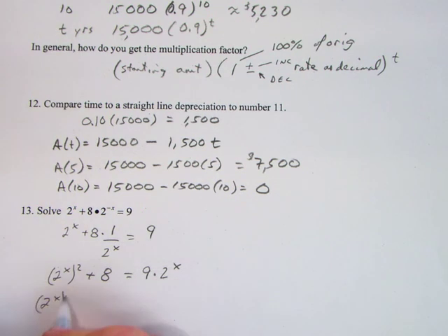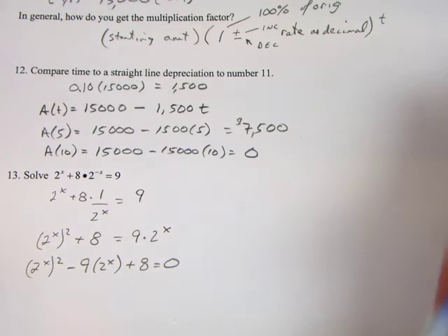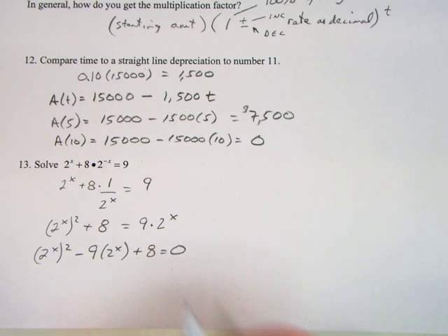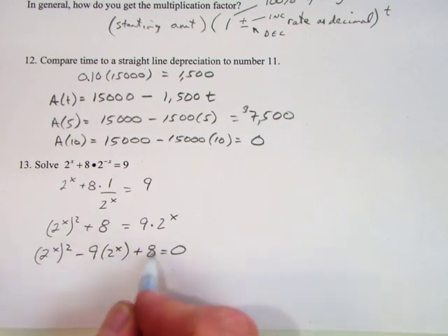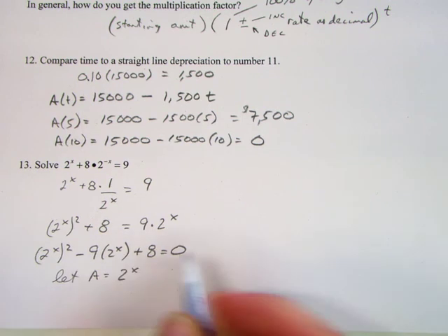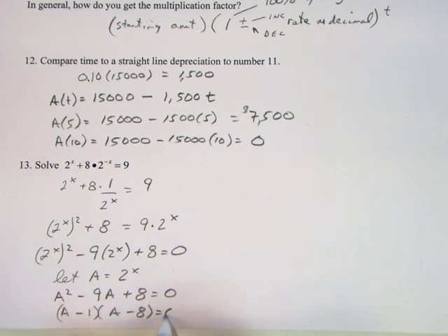Let's move this over to the other side. Does this look familiar to you? We had many problems dealing with this idea. What's the idea here? Do you notice that it's something squared minus 9 times that something plus 8? This is a quadratic form. And the way we did it then is we said let a equals 2 to the x, and that way we could see it a little clearer. So we'd have a squared minus 9a plus 8 equals 0. This we can now factor to a minus 1 times a minus 8 equals 0.